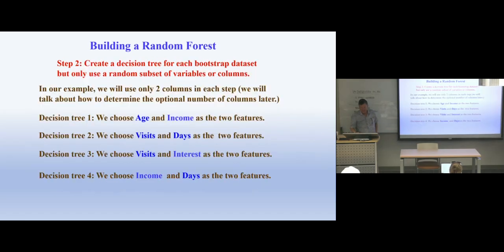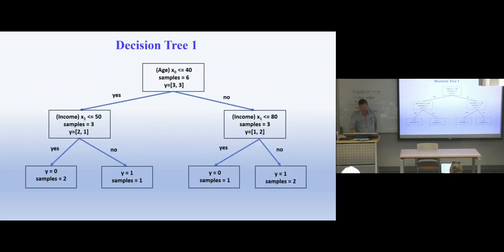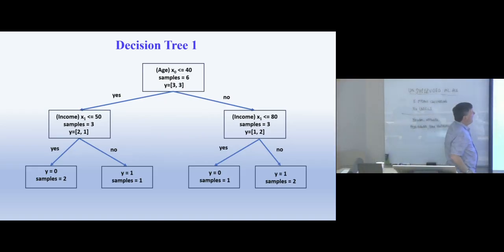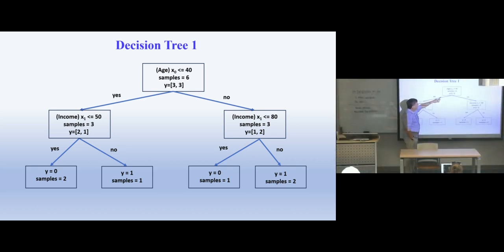So we'll do age and income. Here's your first decision tree. Here's age. What am I going to do? I'm going to split on age less than or equal to 40. What does this mean? Yes means I've got age less than or equal to 40 over here. Over here, I've got age greater than 40. That's the no. Then I'm going to split on income, because remember, I only picked age and income. Income less than or equal to 50, and income less than or equal to 80.